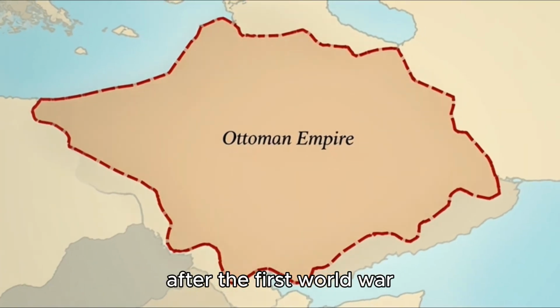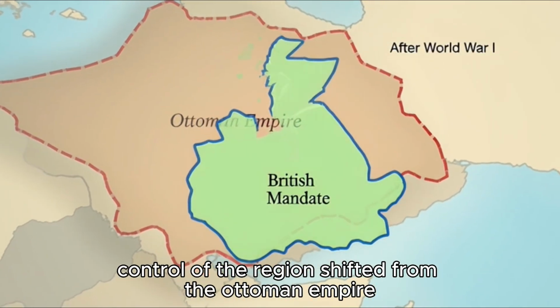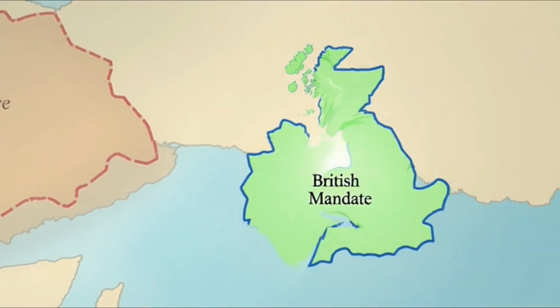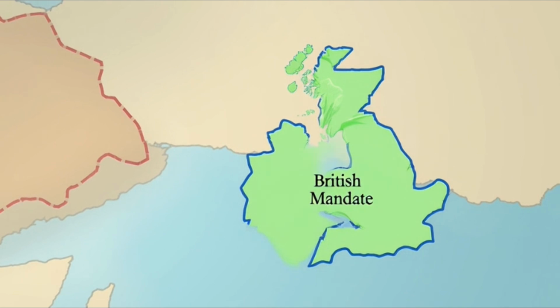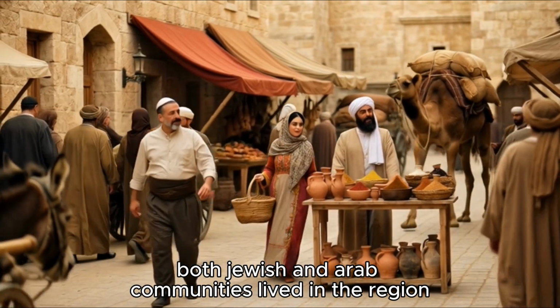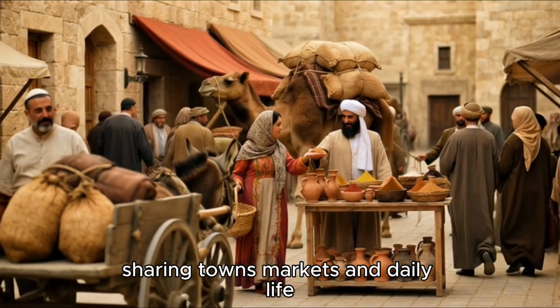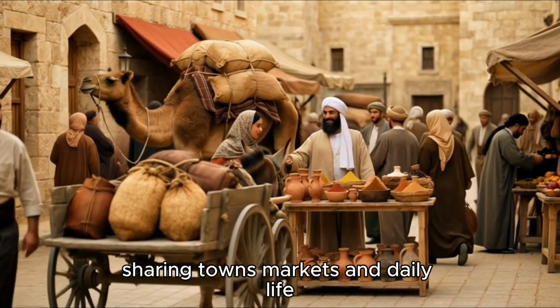After the First World War, control of the region shifted from the Ottoman Empire to British administration. Both Jewish and Arab communities lived in the region, sharing towns, markets, and daily life.